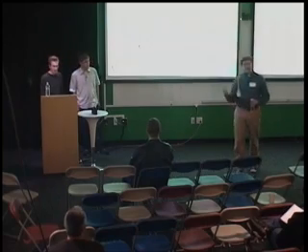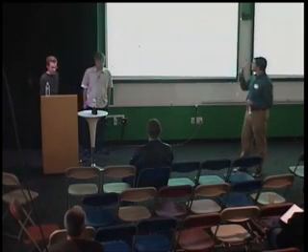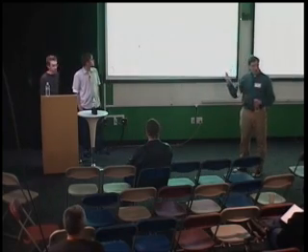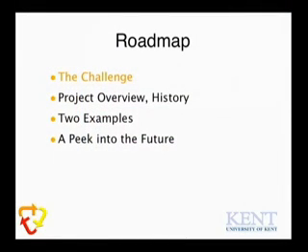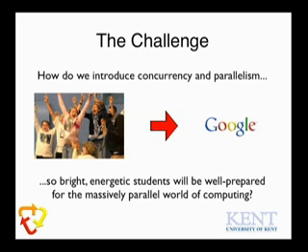So here's the roadmap, and you'll see this slide several more times. I'm going to introduce the challenge that we've undertaken, talk a little bit about the project that we're engaged in, give a little bit of history, highlight two particular examples that we think nicely illuminate the use of concurrency in robotics, and then a brief peek into the future, because there's some things that we've started work on as our project has matured, which we think will be particularly relevant and of interest to the Google audience.